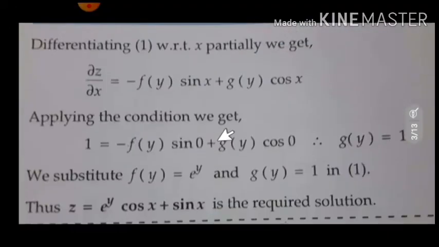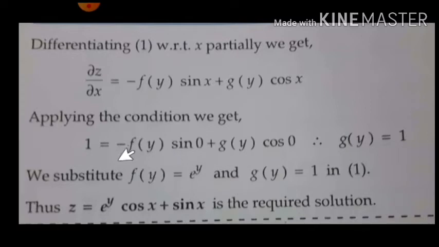So, what is the answer of dou z by dou x? See here, minus sin x into f of y as it is constant, and derivative of sin is cos x, g of y constant as it is. Now, apply the condition. Dou z by dou x is 1 and x is equal to 0, and we know sin 0 is 0, cos 0 is 1. So, g of y you will get it as 1.